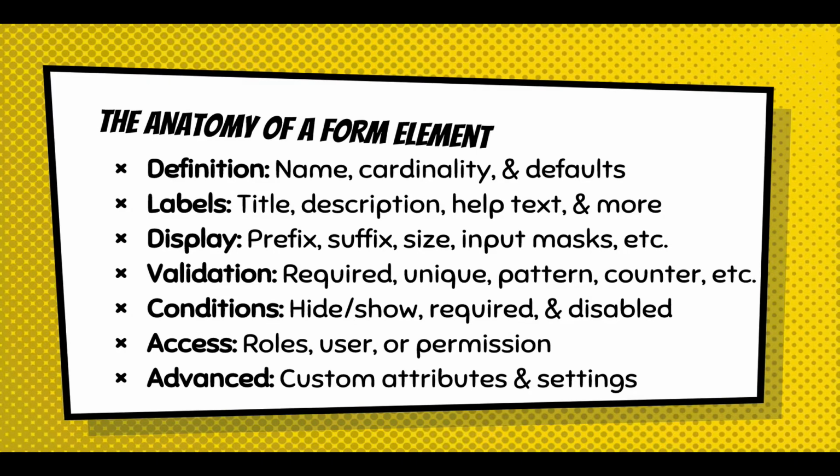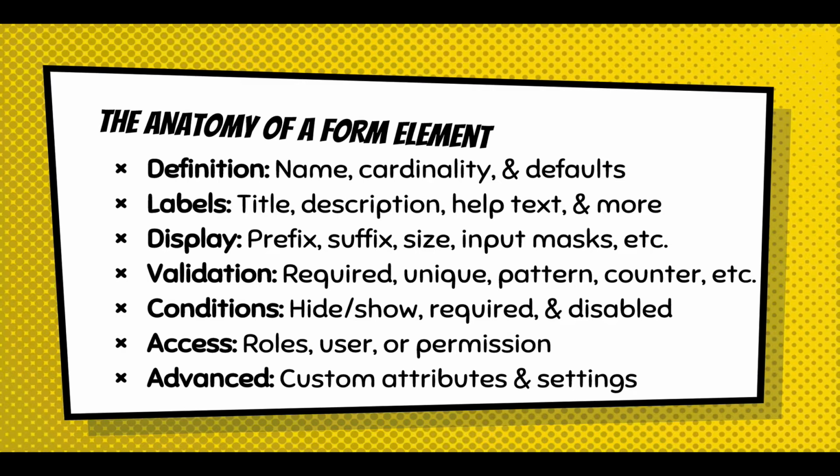And the anatomy of a form element, well, you have your definition. What's the name of the element, the cardinality, the defaults, and then you're labeling, like the title, description, help text. And then you can adjust the display of it. You can add a prefix. You can change the size of a text field. And then you start getting into validation. Is it required? Is it unique? Is there a pattern? Is there a counter? So it gets into a lot of stuff.